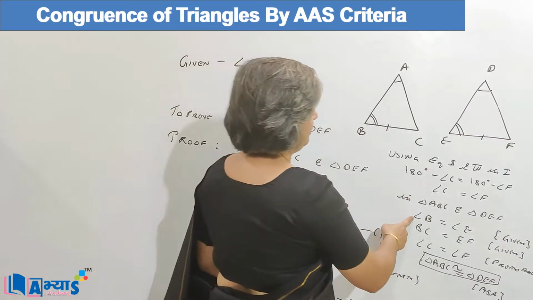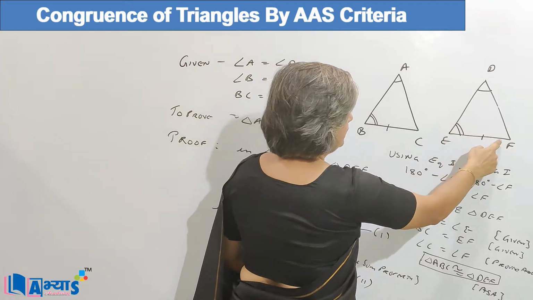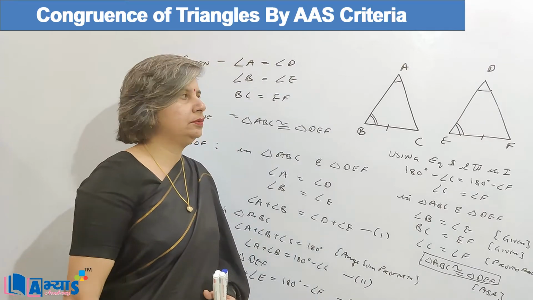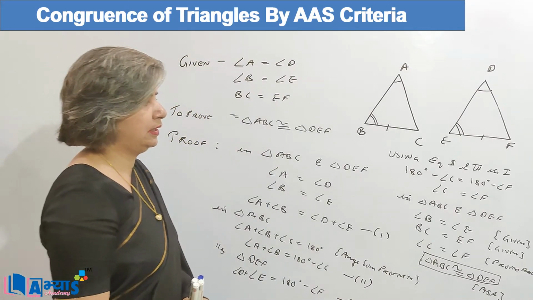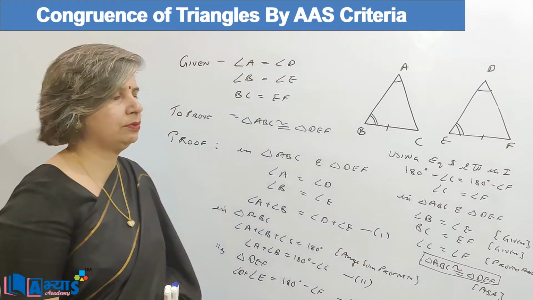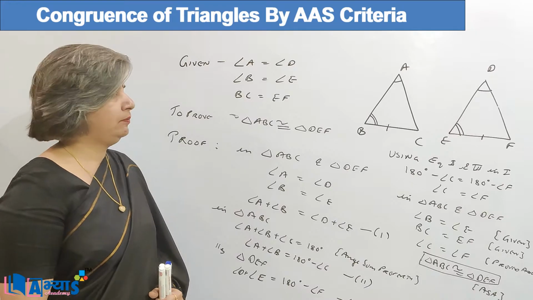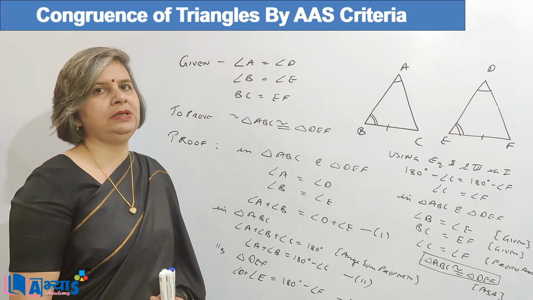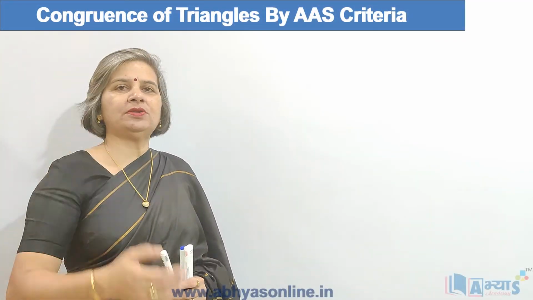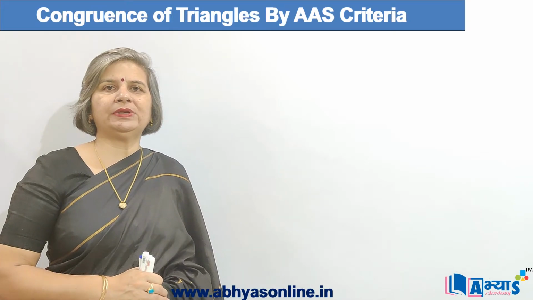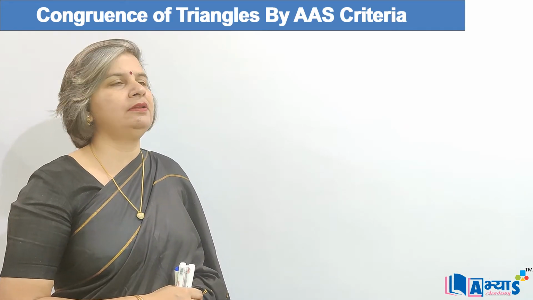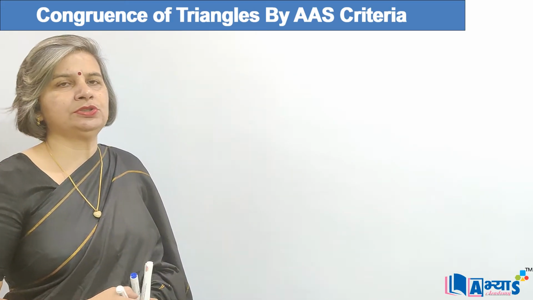Now we have taken angle B and angle E. BC is equal to EF, it has been given to us, and we have proved that angle C is equal to angle F. So the third criteria has been fulfilled, angle, included side and the angle. So the two triangles are congruent. Hence we can say that triangle ABC is congruent to triangle DEF. We have just now proved the criteria of congruence, that is AAS, angle, and the side that is not included in the angle for the congruence. Now we will take a question on this concept.